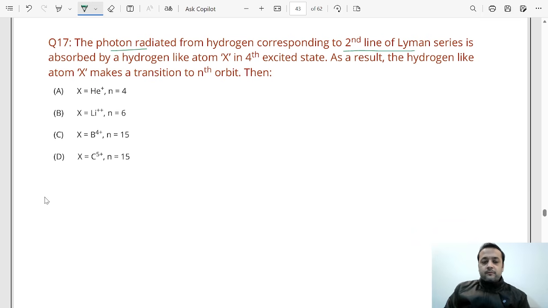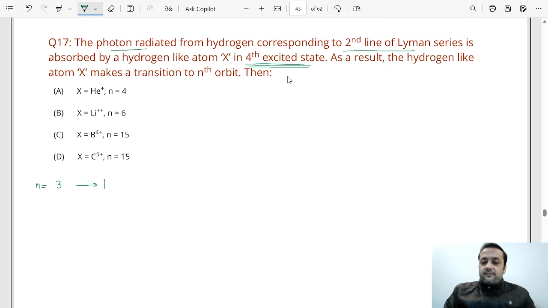Look, what is the meaning of second line of Lyman series? Lyman means that transition happens to n equals 1, and since it is the second line, it is happening from the third level. So n equals 3 to n equals 1. That is what the second line of Lyman series means. Whenever the electron jumps from the third state to the first state, a photon will be released. Now this photon has been absorbed by a hydrogen-like atom in the fourth excited state.